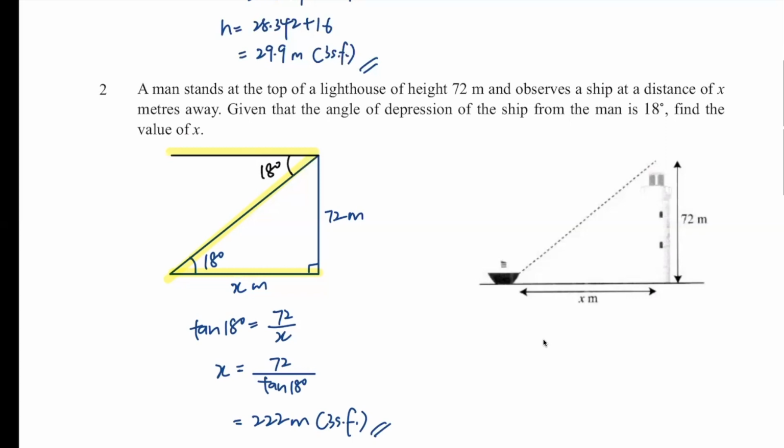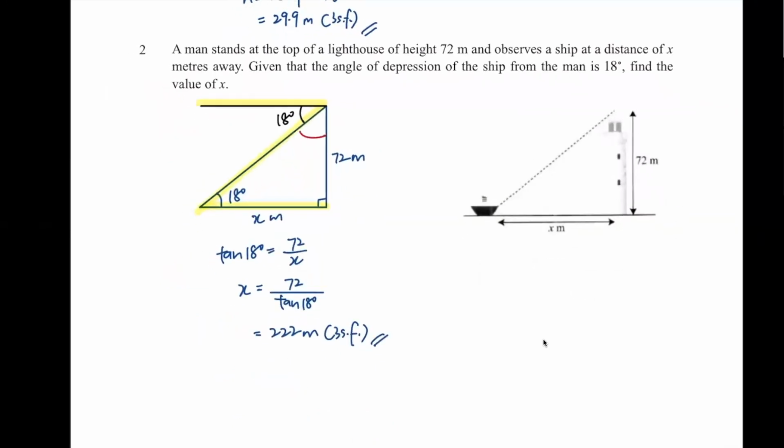An alternative method for this question is to find this angle over here if you want to, because it's 90 minus 18. That will give you 72 degrees. Then you use tangent 72 equals x over 72. Also can. Opposite divided by adjacent. It will give you the same answer. I hope these two word examples give you a very clear idea of what angle of elevation and angle of depression is.